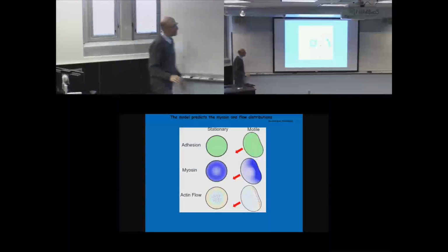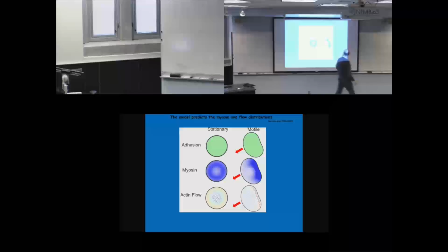So the first test of this model is as follows. We can, of course, readily solve the system of partial differential equations on shapes resembling a stationary and a moving cell and see what the model predicts. In the stationary state, when the cell is disc-like, we assume that adhesion is constant everywhere, and then the model predicts, as I said, that myosin condenses into the middle, and then it creates centripetal flow, bringing even more myosin into the middle. So it's very intuitive.